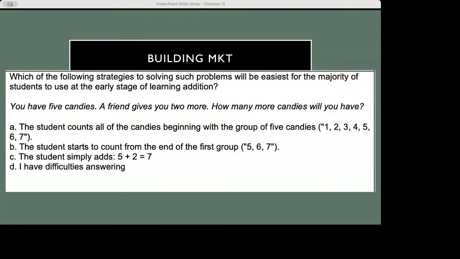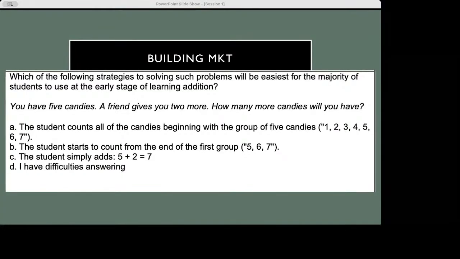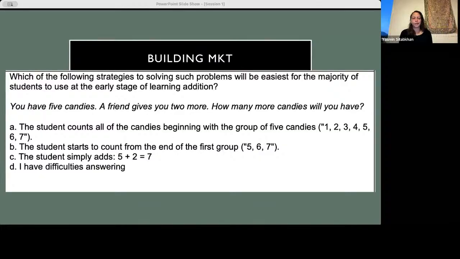Okay, so you think they will count all at the beginning instead of counting from the end of the group. Correct. So what do you all think the correct answer is? I mean, it will be easier for them to just count all of them together. 1, 2, 3, 4, 5, 6, 7. So Leah, you are correct. It's A, exactly. I think Eric said this, A first, right?